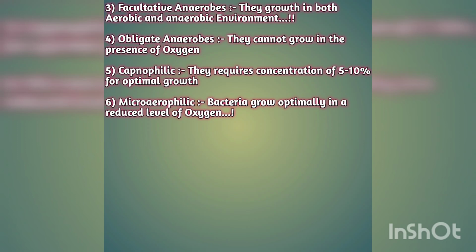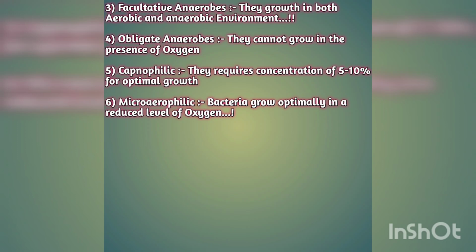And the next is microaerophilic bacteria. Micro means small, aero means oxygen, philic means the bacteria grow optimally in a reduced level of oxygen. That means in a small quantity of oxygen the bacteria grow optimally.